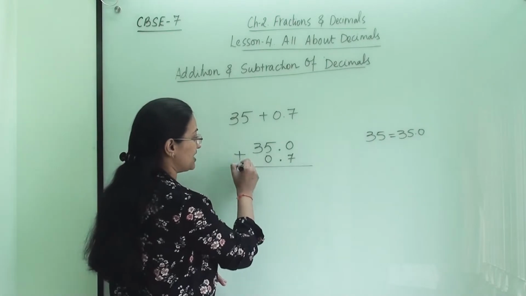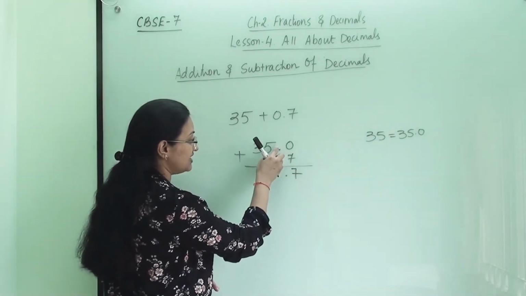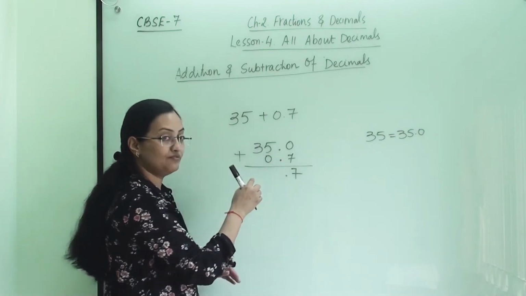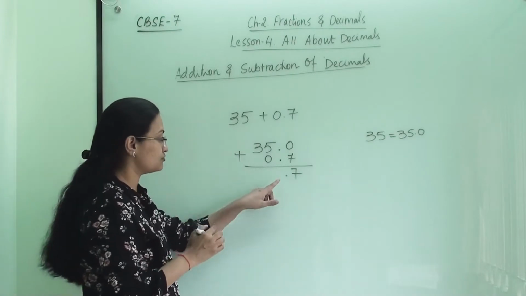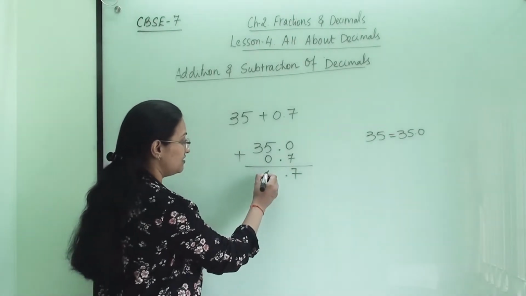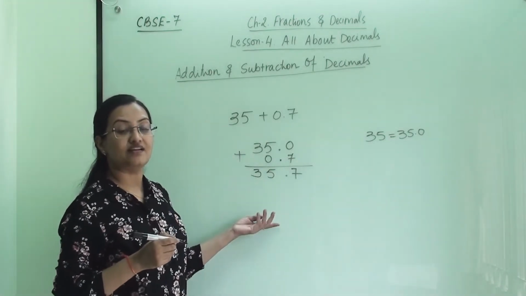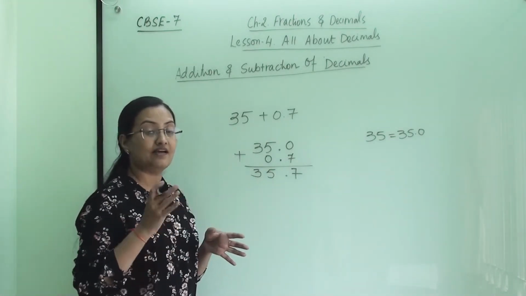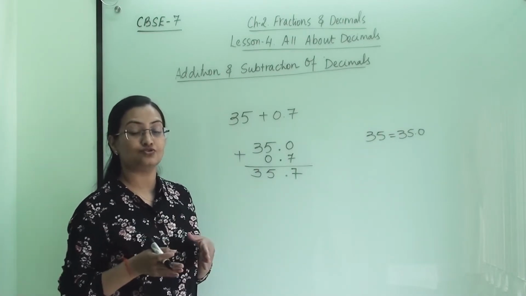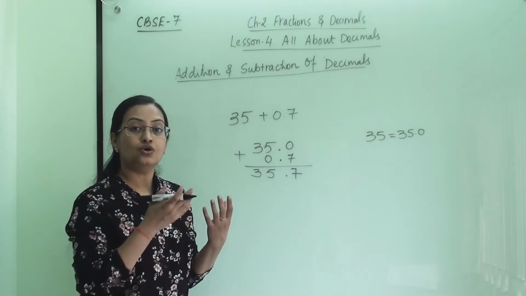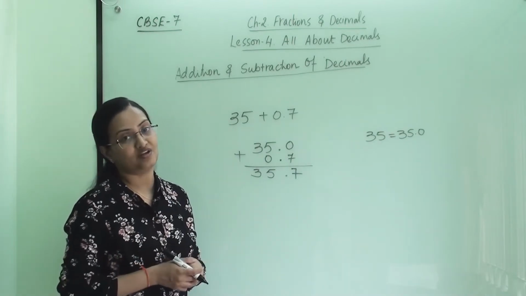When we add, we will get 7, then the decimal point, which we have to put into the answer also. So decimal point and then 5 and then 3. That is how we add whole numbers and decimal numbers. Now let us check some more examples, adding decimals and decimals, whole numbers and decimals, and many more.